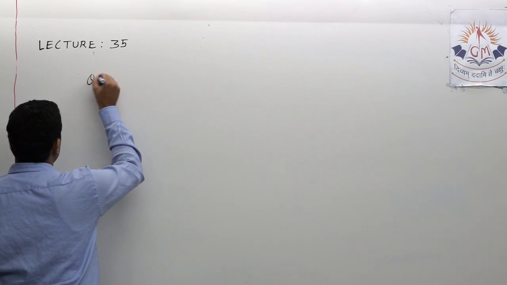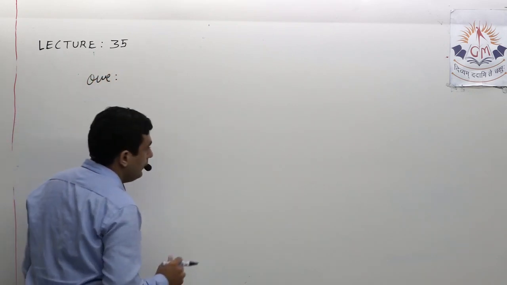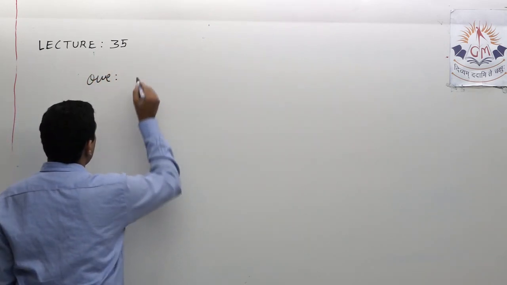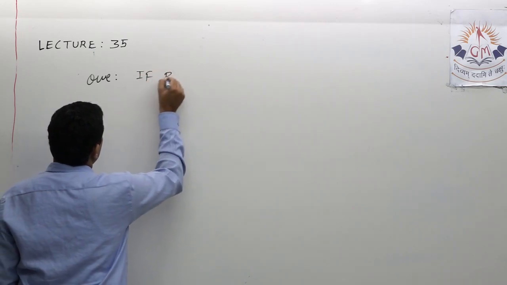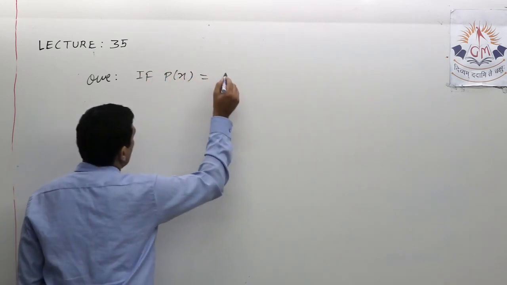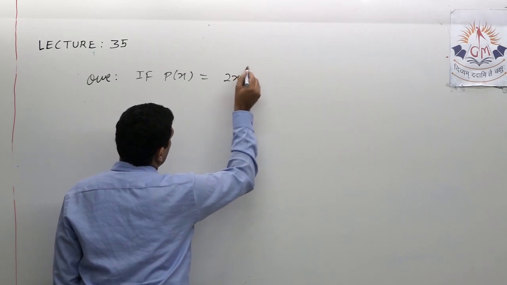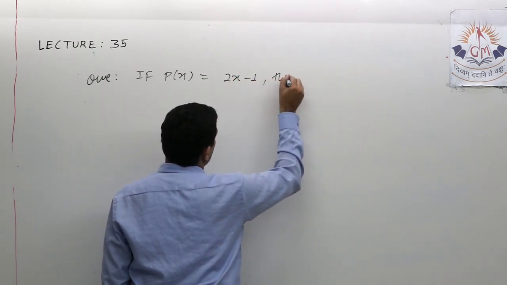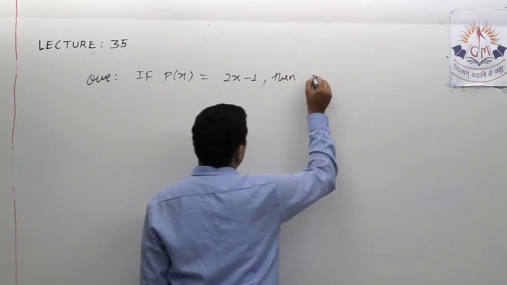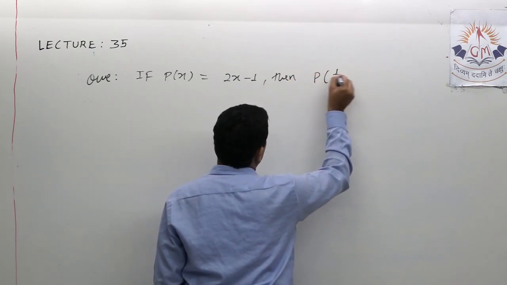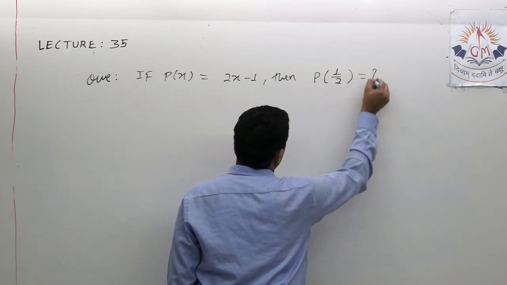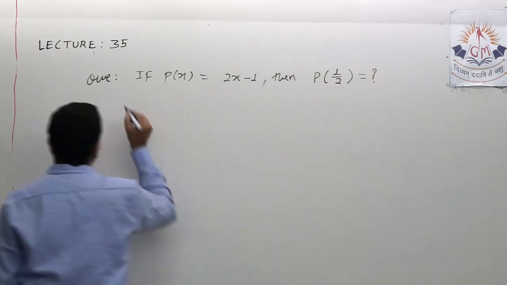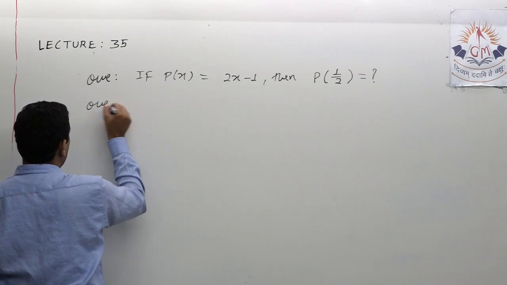Okay, next question is, if p of x is equal to 2x minus 1, then find the value of p of 1 by 2. Okay, let us see one more question.